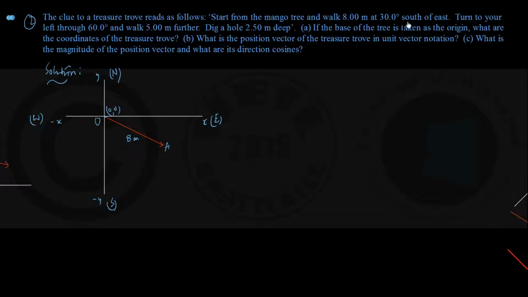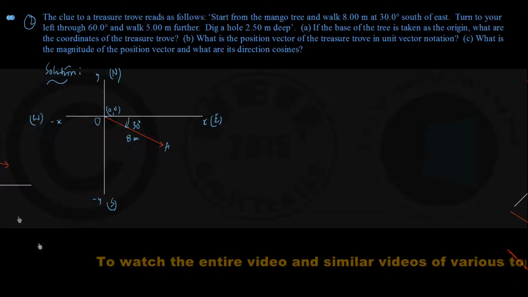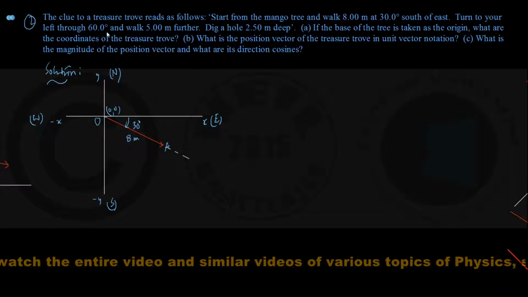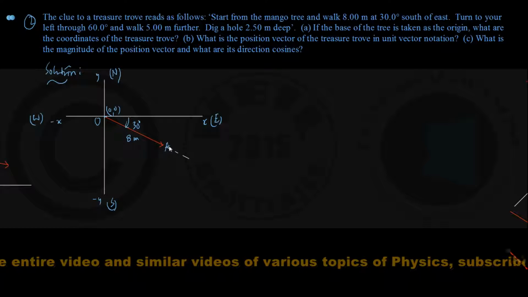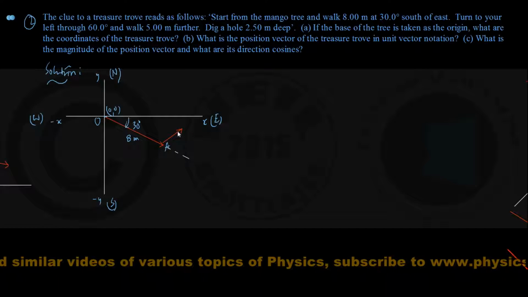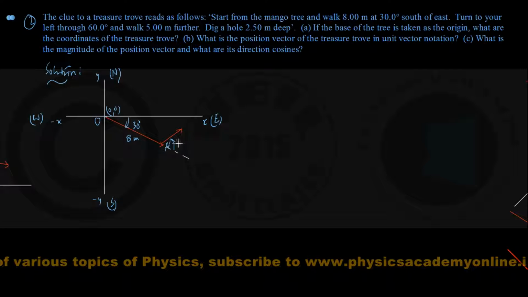So when I say 30 degrees south of east, it means the angle has to be measured clockwise in my figure from the plus x direction, towards the minus y axis, and this angle is 30 degrees. That is the first part of the motion. After that, this treasure hunter has to turn to his left by 60 degrees. If he is walking in the direction OA and he turns to his left 60 degrees, then obviously you have to measure the angle from this white dashed line in the anti-clockwise sense through 60 degrees.